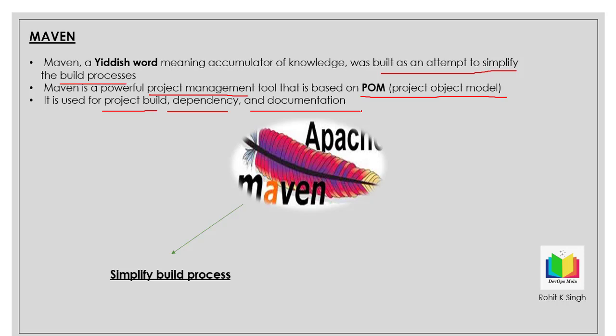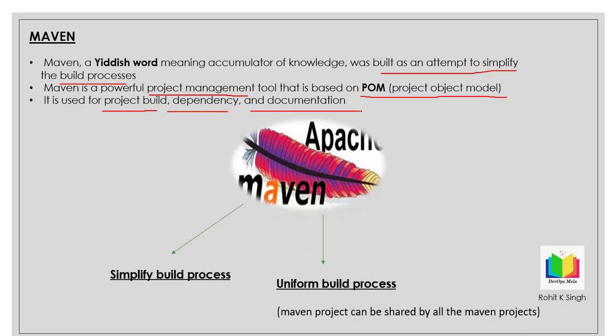Maven is an Apache tool. It's open source. It is built by Apache. So simplifying the build process is the key benefit of using Maven. Second, uniform build process. What does this mean? Maven projects can be shared with all other Maven projects. So if you have any Maven project and you want to share it with others, we can easily share it, with this benefit of having a uniform build process.